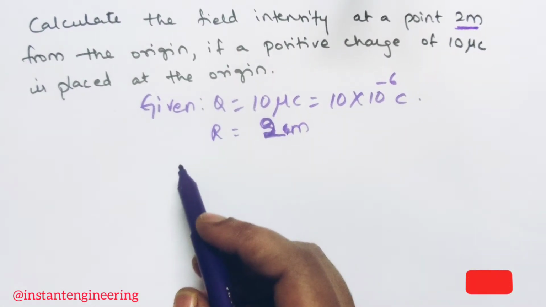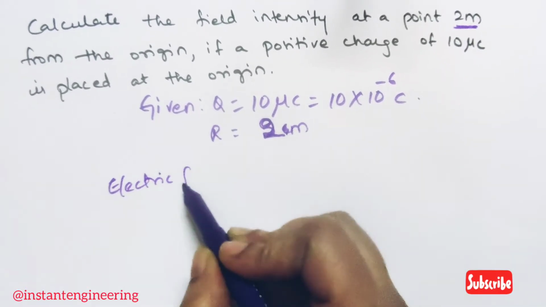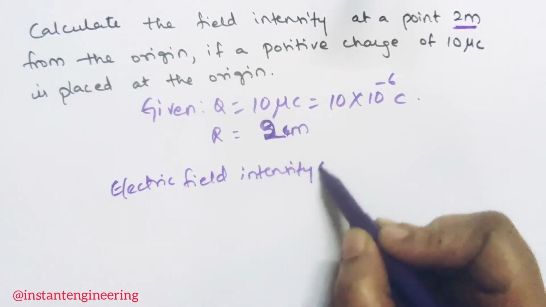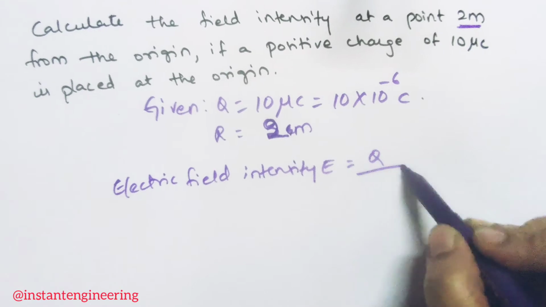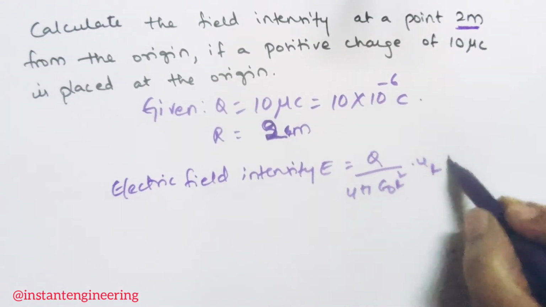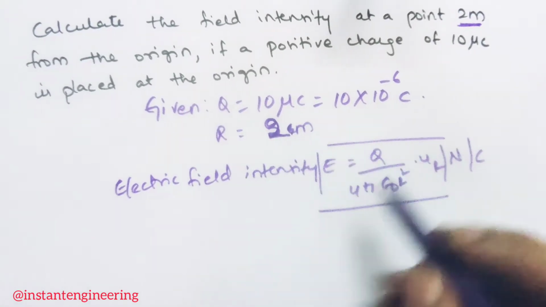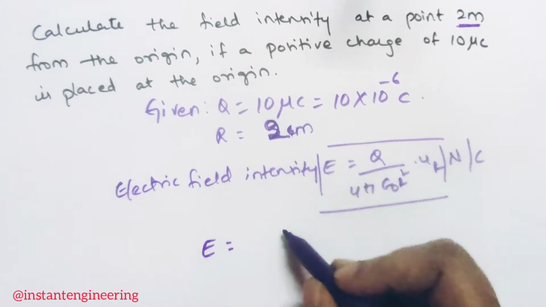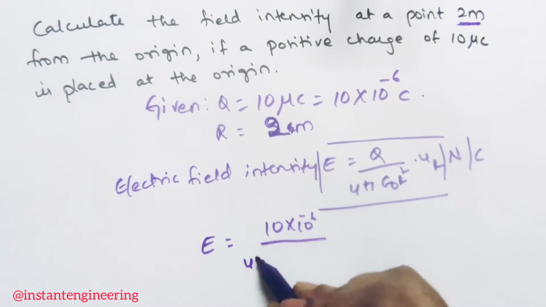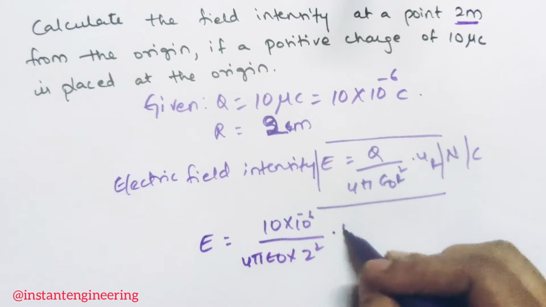Next, we know the electric field intensity formula. E is given by Q by 4 pi epsilon naught R square into U R, Newton per Coulomb. These are the units. This is the electric field. Substituting all these values, E is equal to Q is 10 into 10 power minus 6 divided by 4 pi epsilon naught, R is 2 square, into UR.